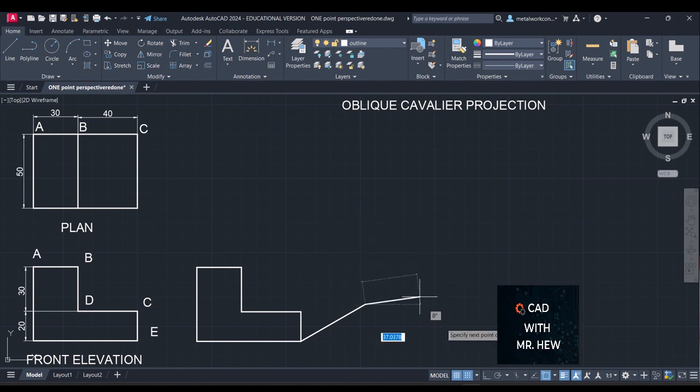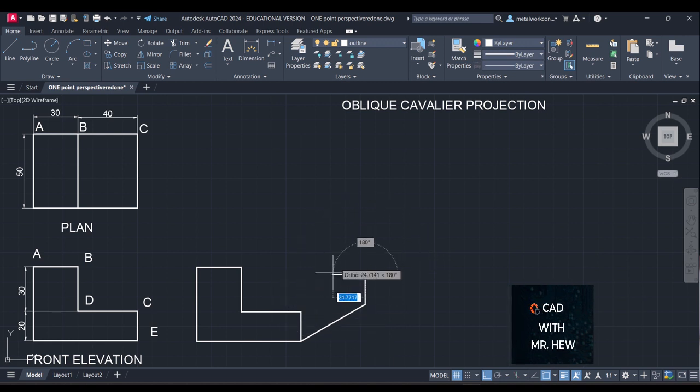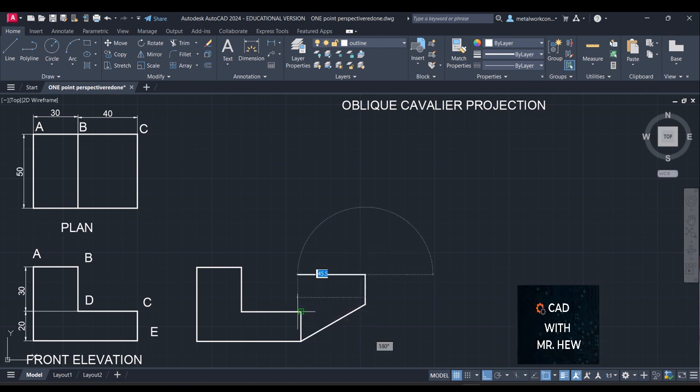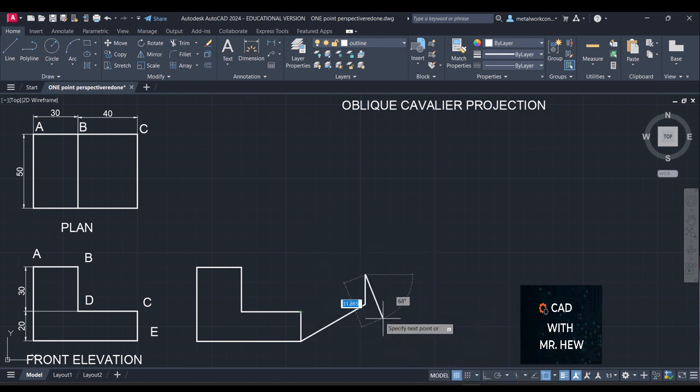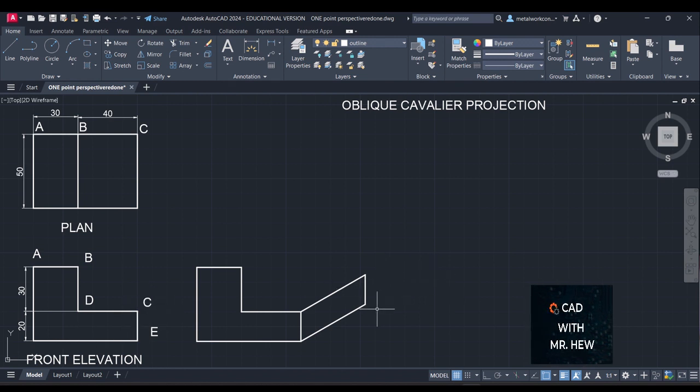Then we're going to go up 20 millimeters. Then we're going to close it back here, which should be 50 millimeters. Good. Enter. All right. So we have the side. We have just drawn CE. All right. We're going to do the same thing here.